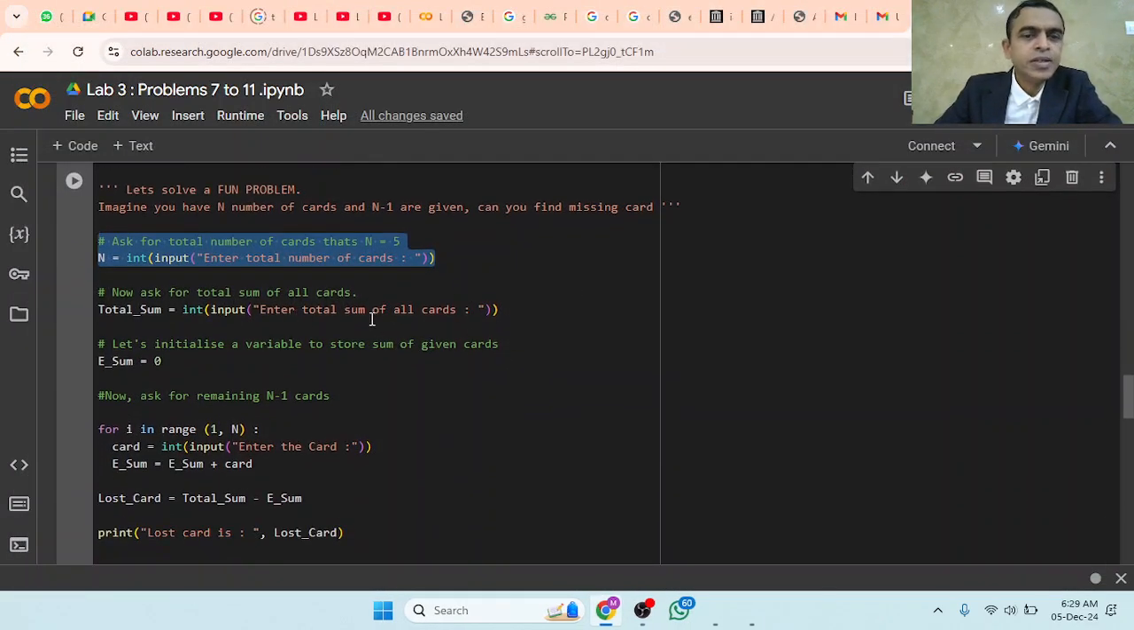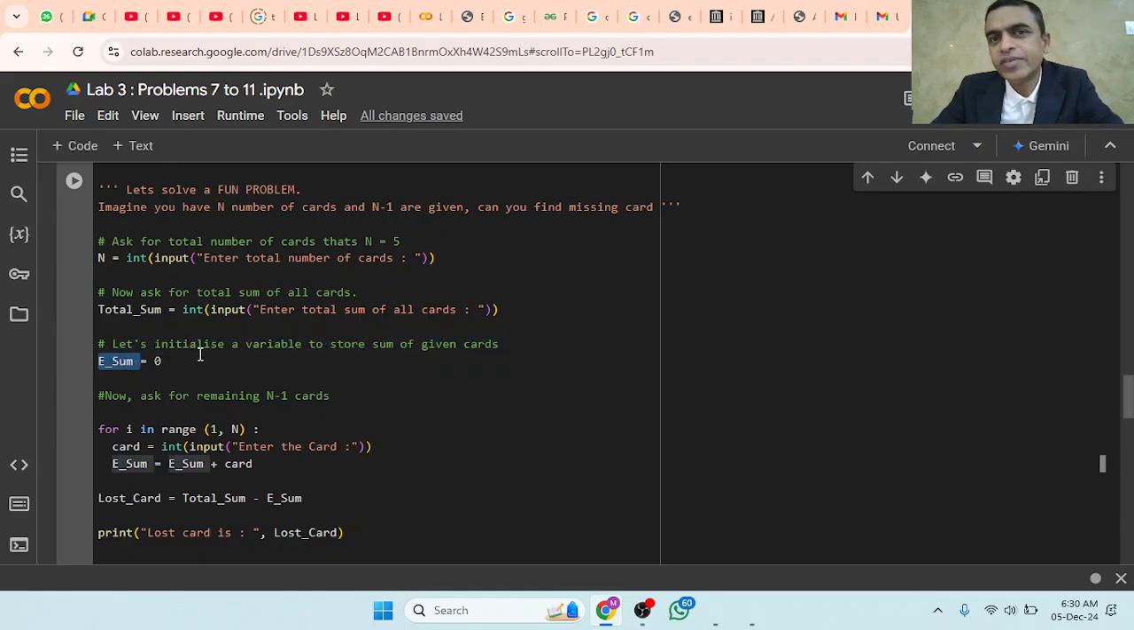Okay, so we ask total number of cards n. So in this case we are entering n is equal to 5. This is asking cards, asking summation of the cards, input total sum of all the cards. So total sum is equal to 15 in our example. Now I define a variable which is going to store the summation of entered cards. Okay, so I define that variable as esum, e for entered, entered card.